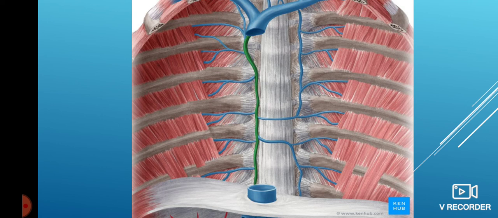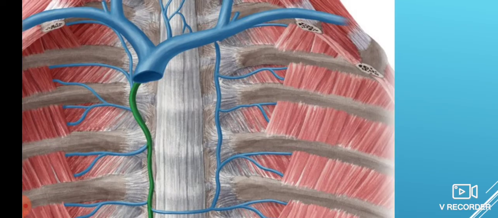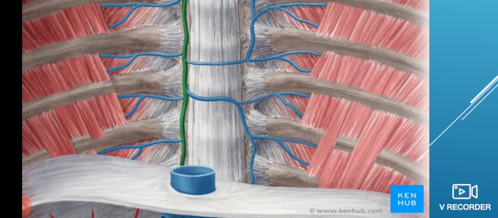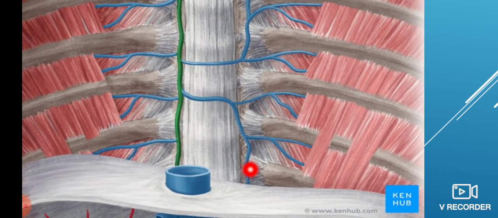Another set of azygos veins is the hemiazygos and accessory hemiazygos. Both are present on the left side. This is the hemiazygos vein and this is the accessory hemiazygos. Hemiazygos ascends on the left side, then it crosses to the right side at the level of the T8 vertebra. Then it joins with the azygos.